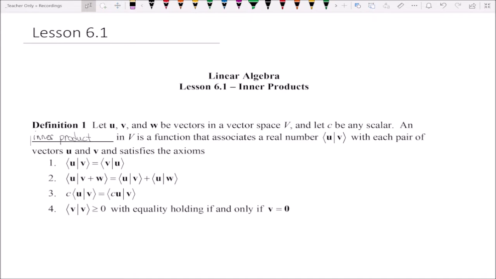C times the inner product of u with v is equal to the inner product of c times u with v. And finally, the inner product of v with itself is always greater than or equal to 0, with equality holding if and only if v is equal to the identity.